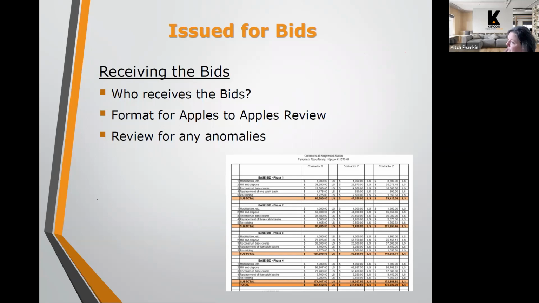And they may look at it and realize that the math was bad on that particular line item, or they may come back and say, that's the cost I can do it for. That's my number. So we can see anomalies. We can see items that we might want to go back and question the contractor on.